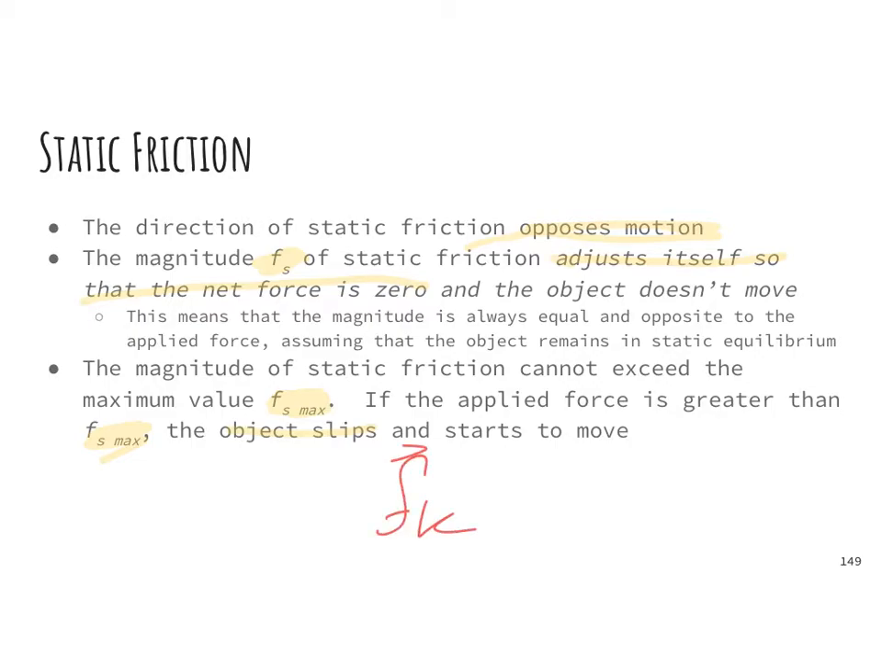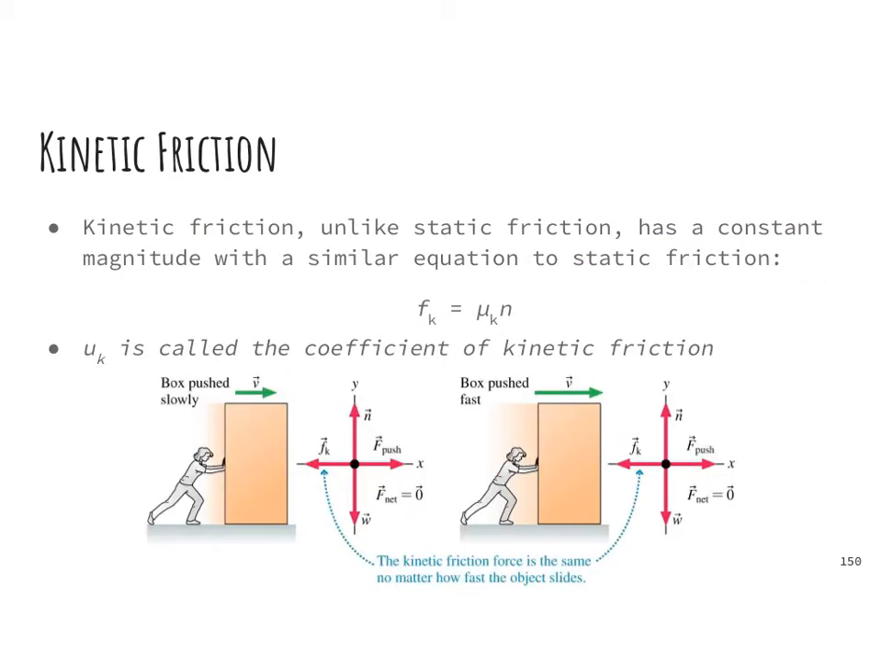Static friction is a very difficult concept to understand for people that are new to friction, and it's a little frustrating, but we just have to remember that the static frictional force changes based on how hard you push until the object starts to move. Once it does start moving, we get into kinetic friction, and kinetic friction is much, much easier. Kinetic friction has a constant magnitude that's equal to the coefficient of kinetic friction times the normal force.